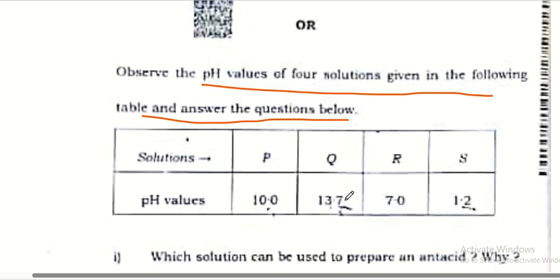Answer the questions below here. PQRS are the four solutions, with pH values 10, 13.7, 7.0 and 1.2. Here Q is highly alkaline and P is alkaline. 7.0 is neutral, and 1.2 is acidic. So we have to answer the questions.